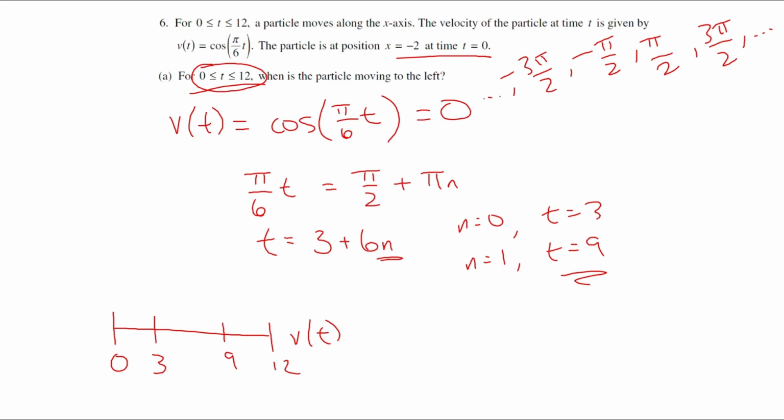So if we plug in something like 1 in, we get the cosine of pi over 6. Right? Well, the cosine of pi over 6 we know is positive, right? Because that's a first quadrant angle.